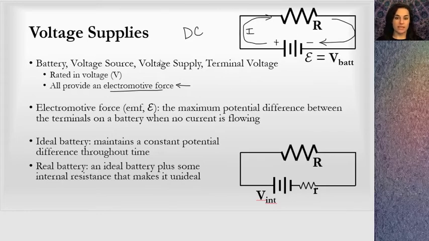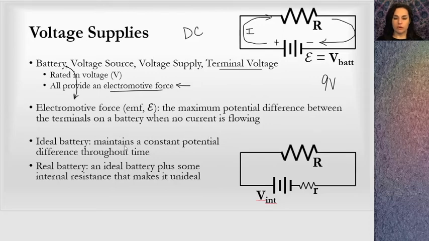All of these things supply electromotive force, and an electromotive force is a maximum potential difference between the terminals of a battery when no current is flowing. So it may be like a 9-volt battery. Okay, so that is the electromotive force, and that battery is able to provide that electromotive force. A terminal voltage is the voltage that the battery delivers. So if you see that terminology, you're aware of what that is.